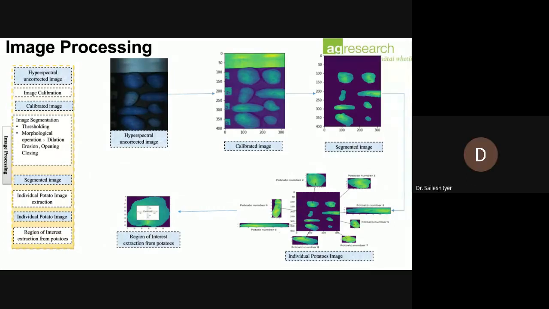Yes, in Gujarat, definitely, we have a place called Morbi, which is a ceramic tile hub. There the tiles are manufactured, and the quality checking is done manually right now. So we have tried to implement that using image processing. But for tile detection, you are using a multispectral camera, I think, not hyperspectral.